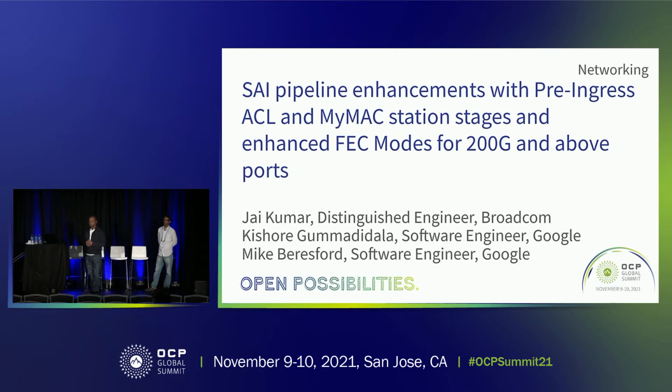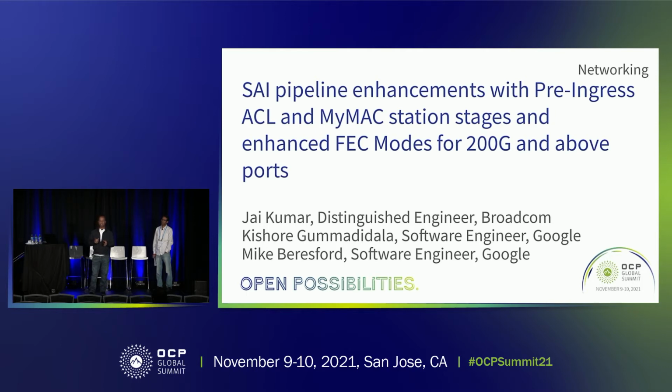So ACLs, if you see in the SAI pipeline, there are two ACLs which we talk about. One is the ingress stage ACL, which is sitting after the L3 lookup. And then you can take different kinds of actions for the packets post lookup. You can change the next hop. You can take various cost kinds of actions on that. And then there is an egress ACL table which sits in the egress pipeline.